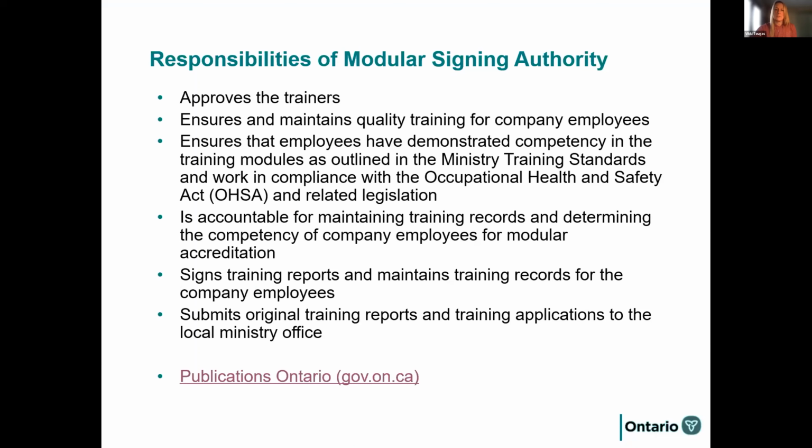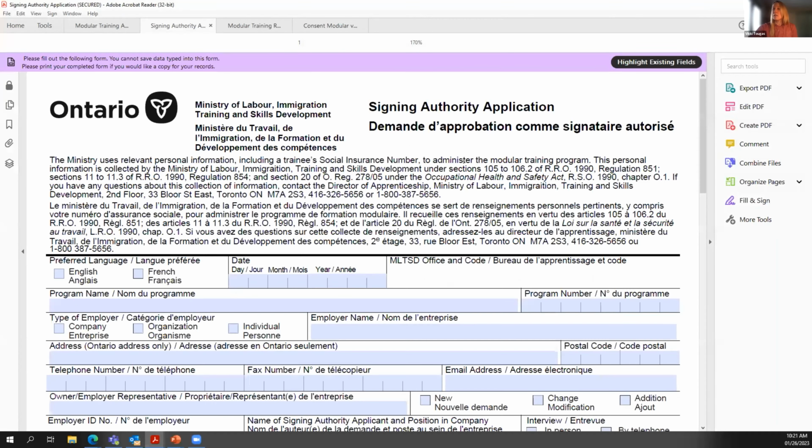So what I thought I would do is show you some of the forms. So this is a signing authority application form that you're going to fill out with your local apprenticeship office. They are going to go through it with you step by step. This form that I have on the screen is the most current version that actually hasn't been released yet, but it does have our current ministry name and a few updates in it.